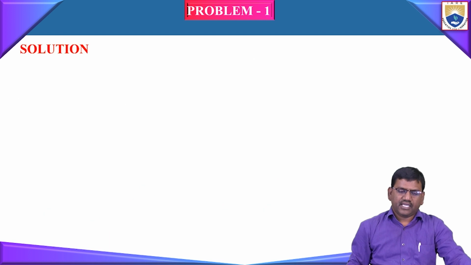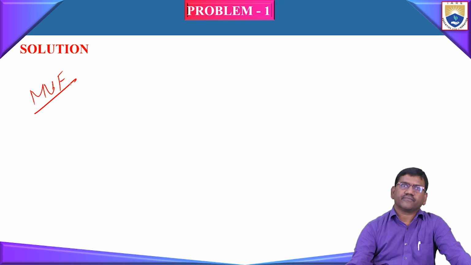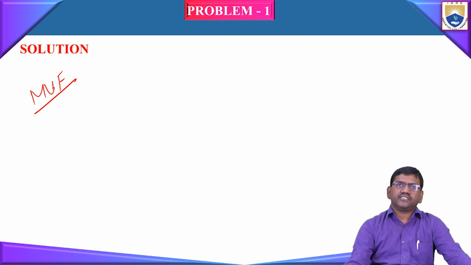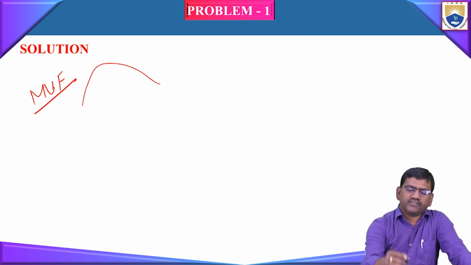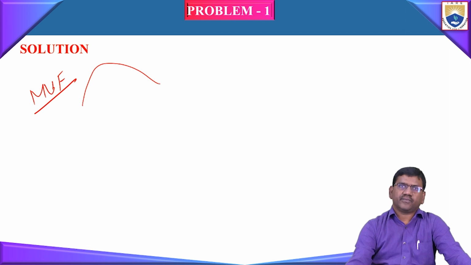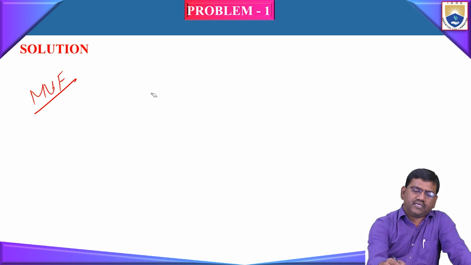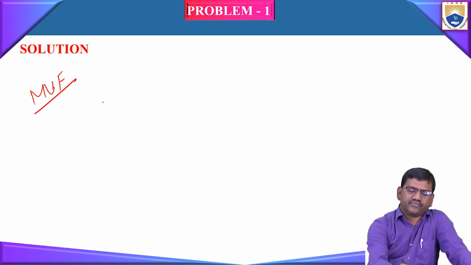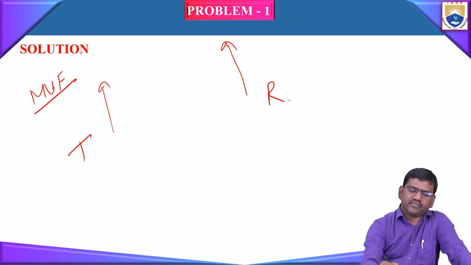Now let us see what is actually the MUF, the maximum usable frequency. According to the definition, it is defined as the maximum frequency at which a wave is returned to the Earth for a given distance of propagation. Here the given distance means the distance is fixed. If this is a transmitting antenna and this is the receiving antenna, this is the transmitter and this is the receiver. This is the surface of the Earth here.